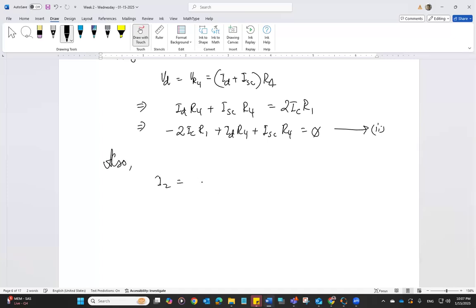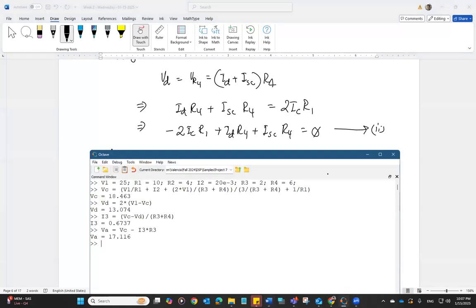Also, I2 will be equal to negative of IC plus ID. And that's my equation number 3. So I have 3 unknowns and I have 3 equations. Let's go ahead and solve them using the matrix inversion method.